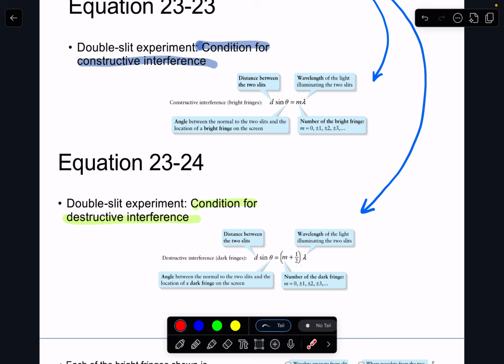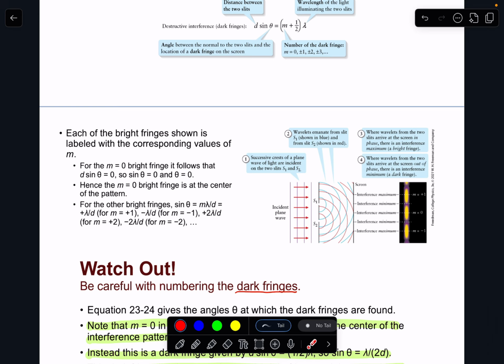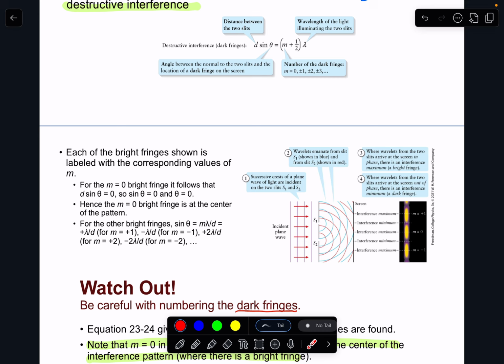So now when we look at the integers m, these m's are going to tell us which fringe we're talking about. So in thin film interference, the m wasn't super important, right? But here in double slit interference, the m is going to refer to a particular location on the screen. And so it's important to understand what m means in double slit interference. So m equals 0 is going to give us the central bright fringe, okay?